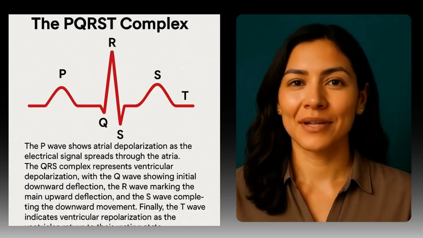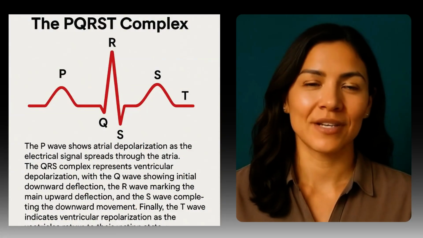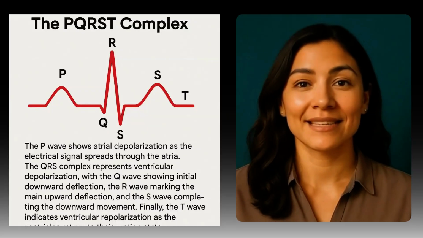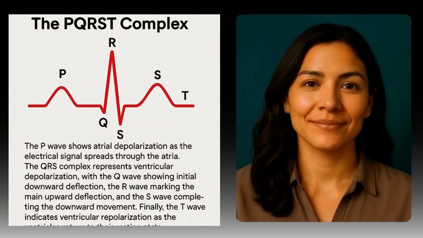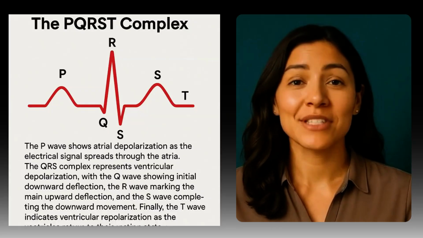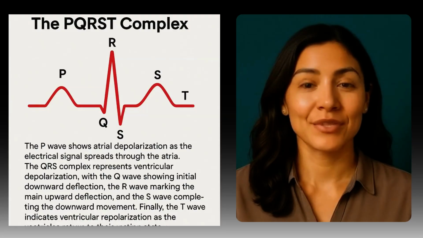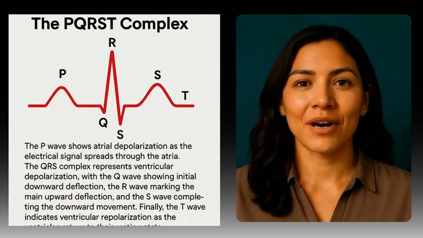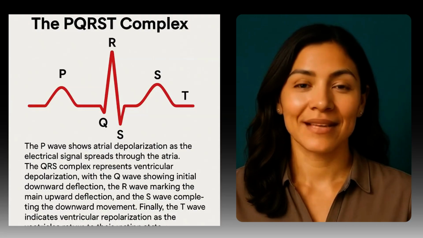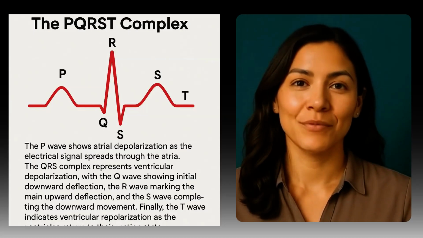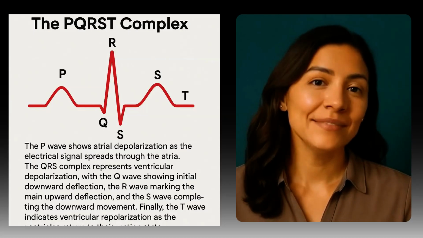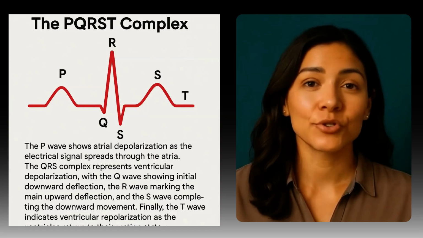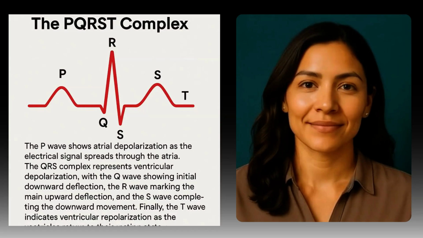The PQRST complex represents different phases of the heart's electrical cycle. The P wave shows atrial depolarization as the electrical signal spreads through the atria. The QRS complex represents ventricular depolarization, with the Q wave showing initial downward deflection, the R wave marking the main upward deflection, and the S wave completing the downward movement. Finally, the T wave indicates ventricular repolarization as the ventricles return to their resting state.